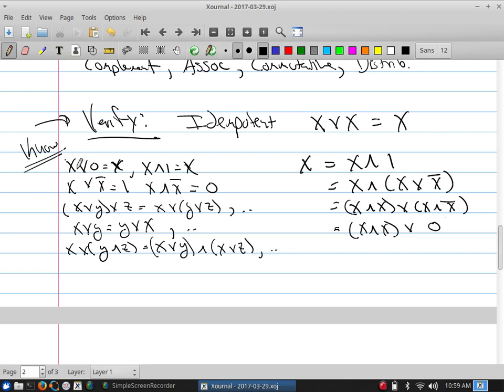By the way, what's anything or 0? This x is anything, right? It's not really an x. It's anything or 0. It's the do nothing, so that's just simply x and x. So what did I just show? X and x is x. I showed the other idempotent law. Darn. But there we go.